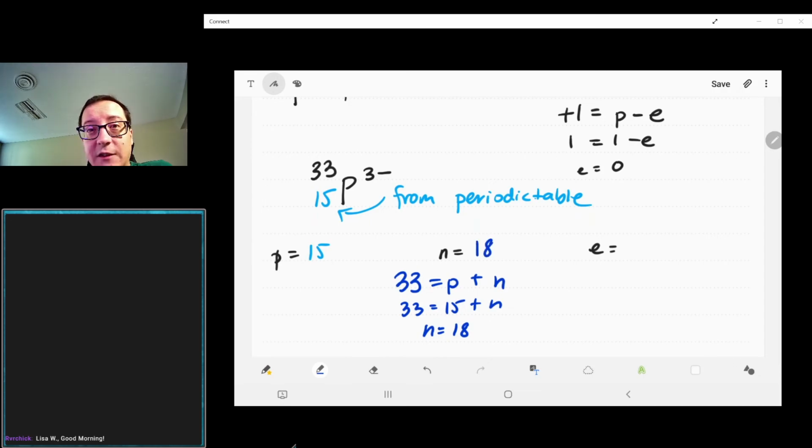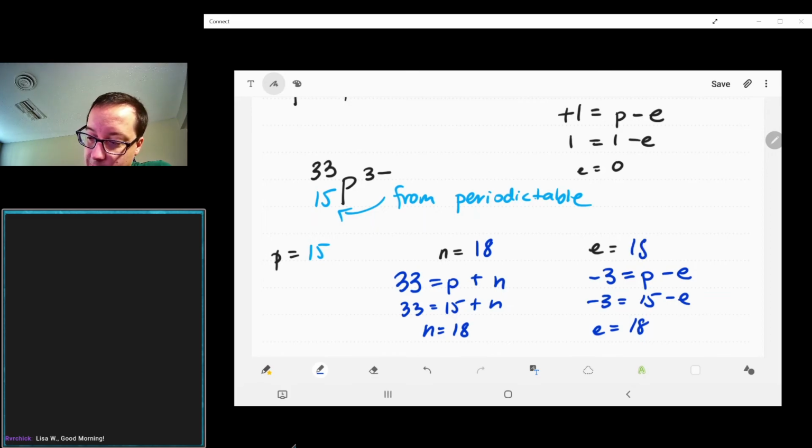And then lastly, if we look at the electrons here, we're going to base that on the charge. So our charge is -3. That's going to equal protons minus electrons. Protons is 15. Doing all this, we get electrons to be 18 if we solve for that. That's how we would take a symbol and figure out the subatomic particles for it.